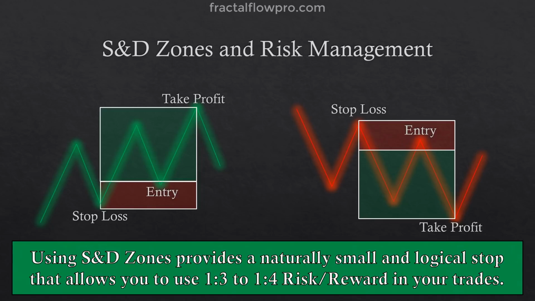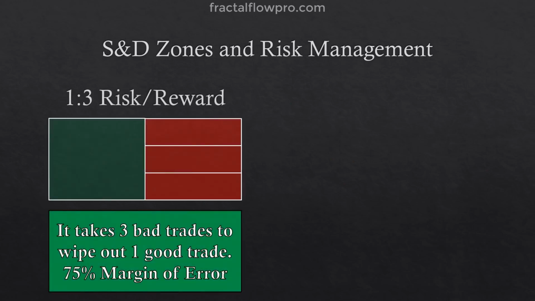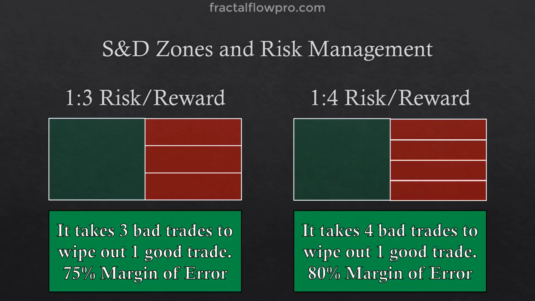If you use a 1:3 risk-reward ratio, you can lose 75% of the time and still break even. If you use a 1:4 risk-reward ratio, you can lose a whopping 80% of the time and still break even. All of that, of course, assumes that your stop loss and risk is the same in all trades. Trading is not about achieving the highest win rate possible. It's about having enough room to make mistakes and still make money.